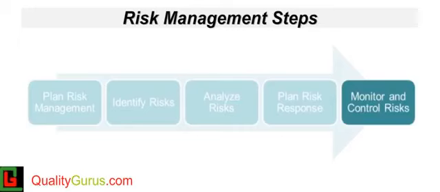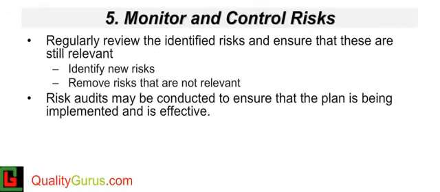Once we have identified risks, analyzed them and made a plan to deal with them, the next step is to monitor and control the risks. A risk management program is never finished. Risk monitoring and control should be ongoing and continual. New risks will emerge, and existing risks will disappear. You have to stay on top of it.